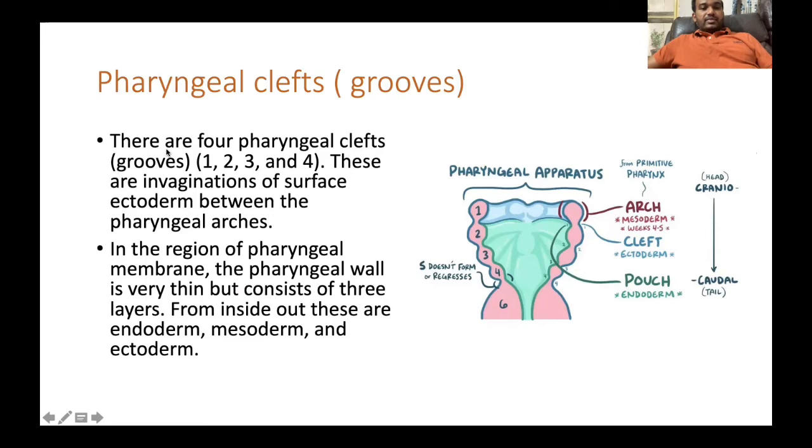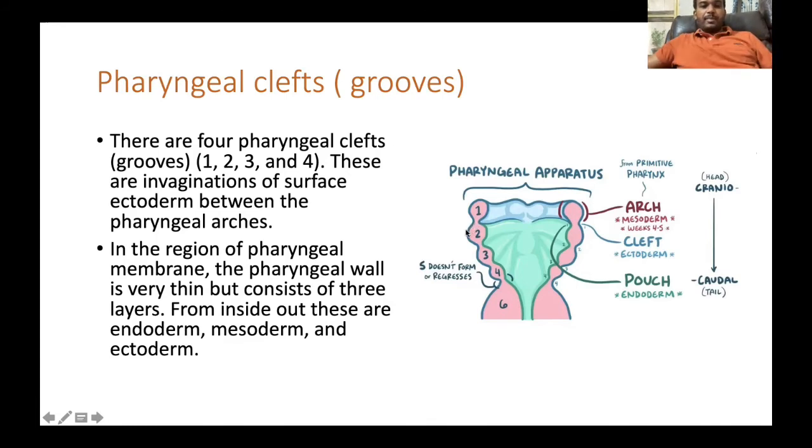These pharyngeal clefts are four in number, numbered 1, 2, 3, 4. They are invaginations of the surface ectoderm between the pharyngeal arches. So between the arches, you see an outer ectodermal lining invagination, which is called the pharyngeal cleft or pharyngeal groove.